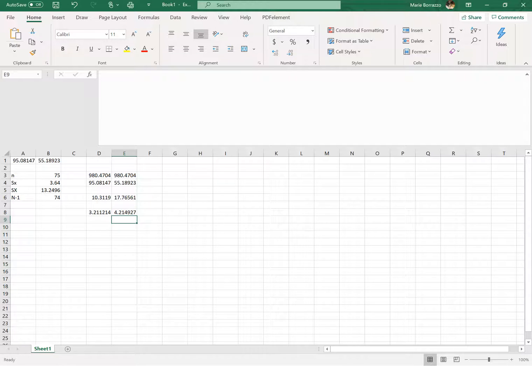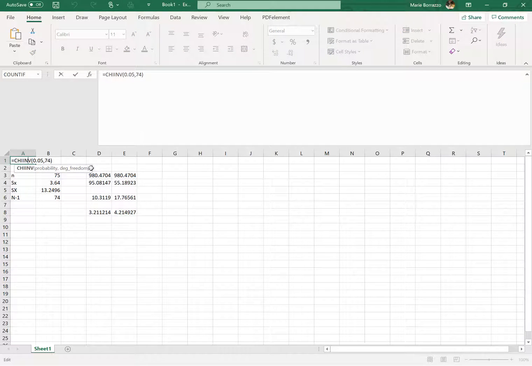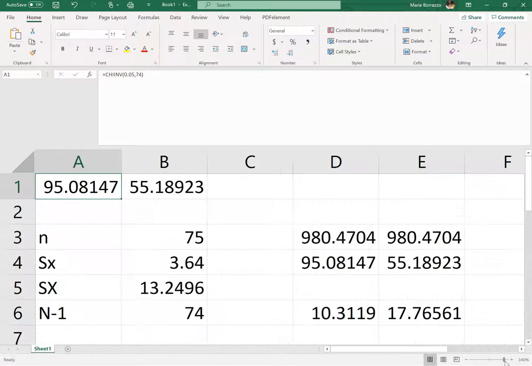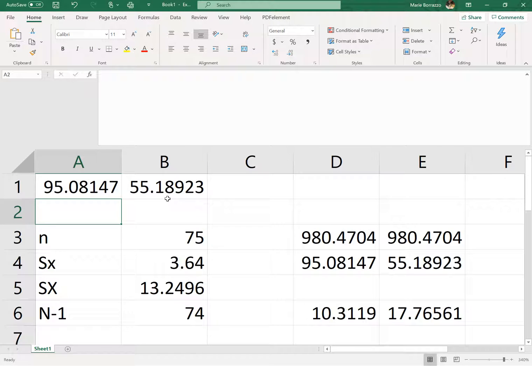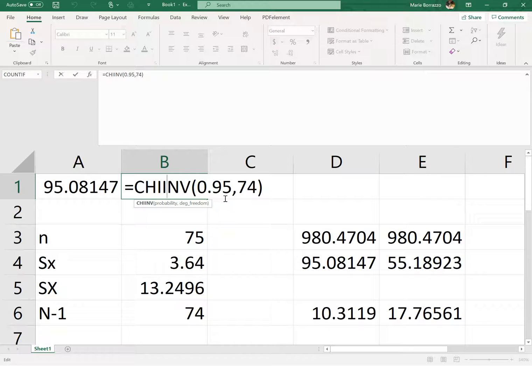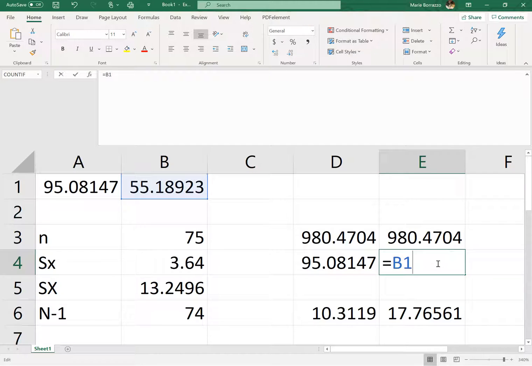And so I already went ahead and started computing these for you. If you look up here real carefully, you'll see right there, see how I have chi-inverse 0.05, 74? I'm giving it the degrees of freedom, and that gave me that value, which is over here. And over here I have the chi-square, and I have the 0.95, 74. And that gives me this value that you see here.